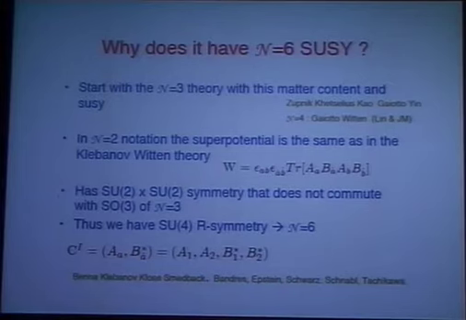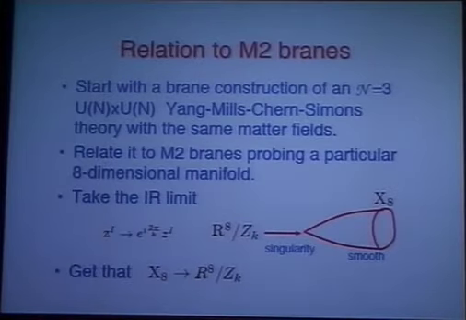Now I'd like to relate these theories to M2 branes. And in order to do that, I'll first sketch in this transparency what we're going to do. So we're going to start with a brane construction of an N equal to 3 U(N) cross U(N) Yang-Mills Chern Simons theory with the same matter fields.